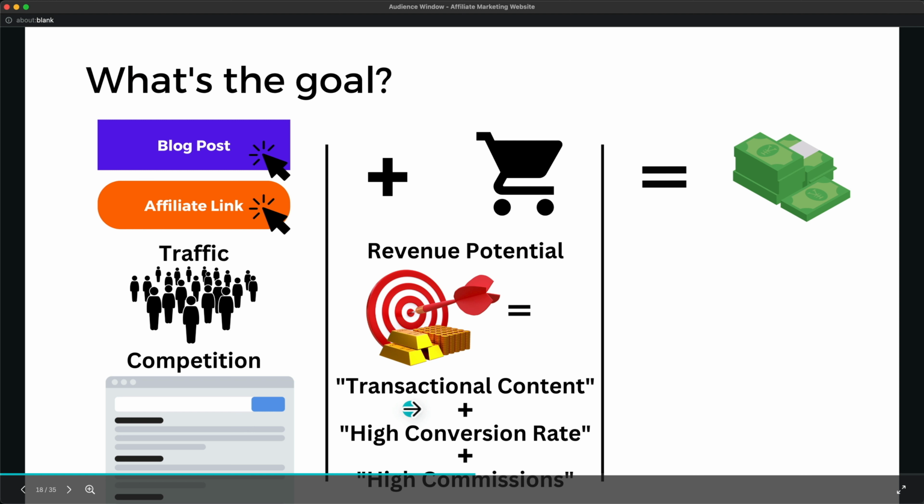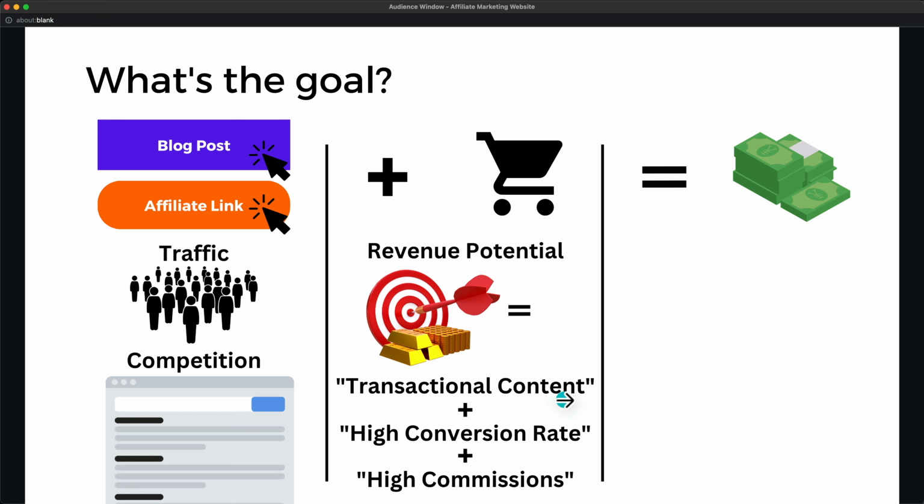I'm going to show you exactly how this looks, but always keep in mind the content needs to be transactional, meaning it needs to be content that somebody would read who is about to purchase something.